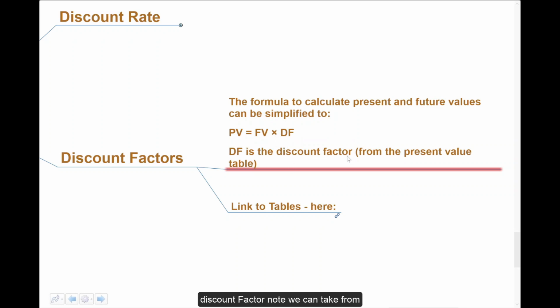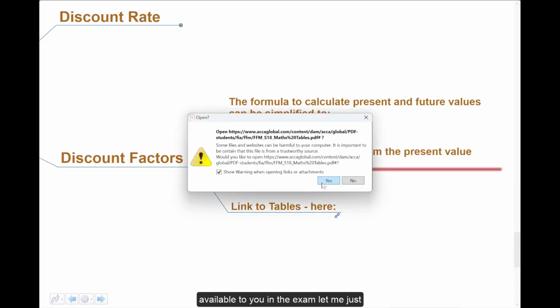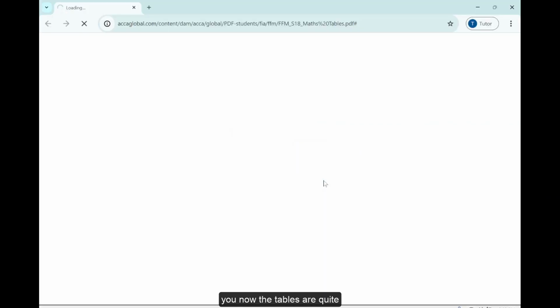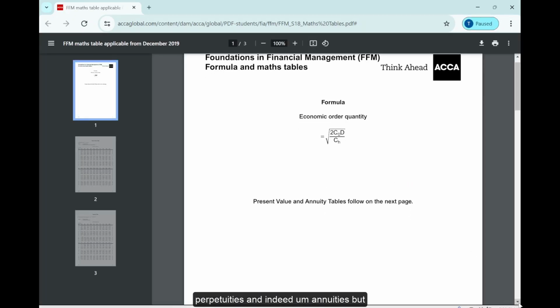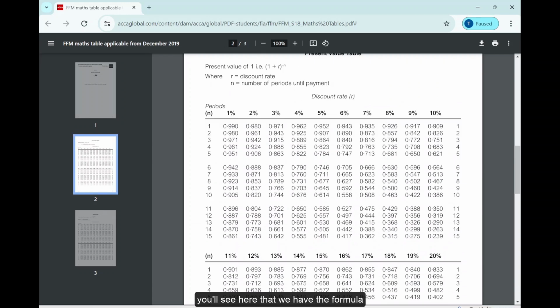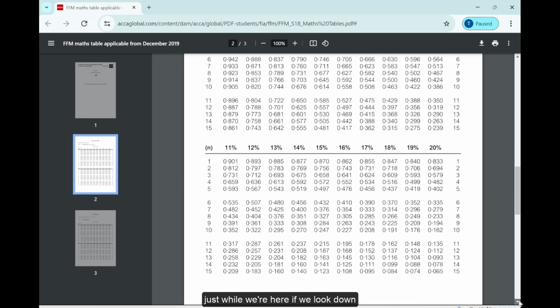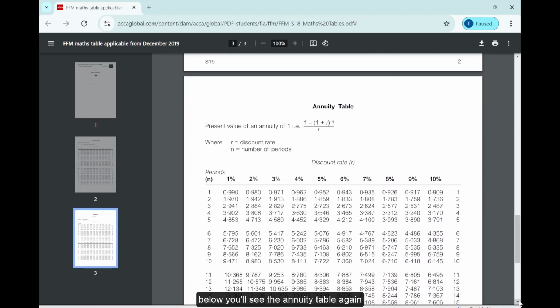So the discount factor, note, we can take from the present value tables. Now, I've given you a link to the tables here. This is available to you in the exam. Let me just open this up for you. Now, the tables are quite straightforward, to be honest, and they'll be relevant when we come on to perpetuities and indeed annuities. But you'll see here that we have the formula, and we have, obviously, a series of periods down the left-hand side, and a series of relevant percentage rates. And all we'd be looking to do is to choose the period, choose the relevant rate, and get the discount factor. So not complicated at all. And just while we're here, if we look down below, you'll see the annuity table, again with the formula.